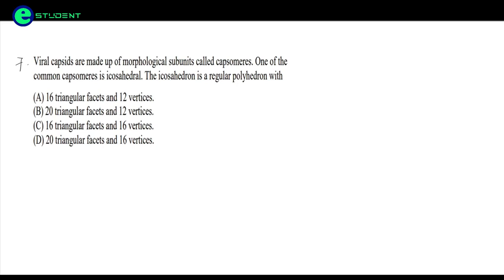In this question we cannot apply any logic; it is purely a question where we have to remember these things. So this is the virus. This is the icosahedral capsid of the virus. It will always have 20 triangular facets and 12 vertices. So here B is the correct option.